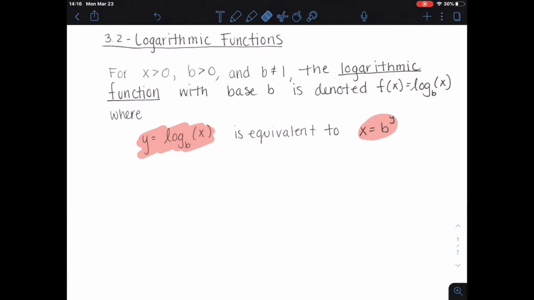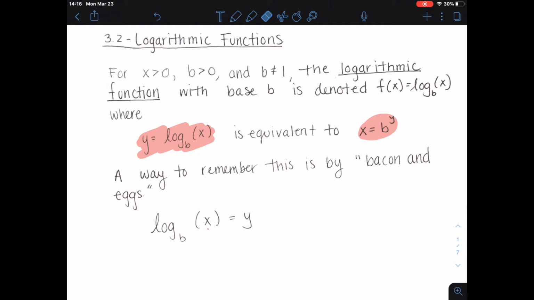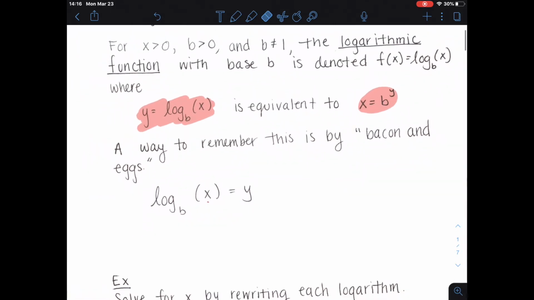I have a kind of cheesy way to remember this. You can think of it as bacon and eggs. So you have log base b of x equals y. This b, just like in the exponential function, is the base. That's the bacon. You have x, which turns into the answer. That's the 'an'. And the y is the exponent. That's the eggs. So it spells out bacon and eggs. It's a way just to remember how to transform the logarithms into exponential functions.